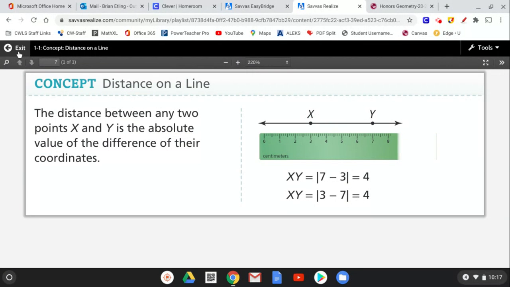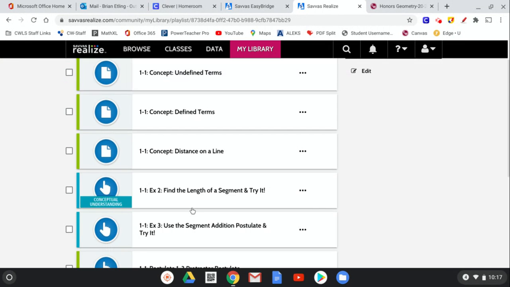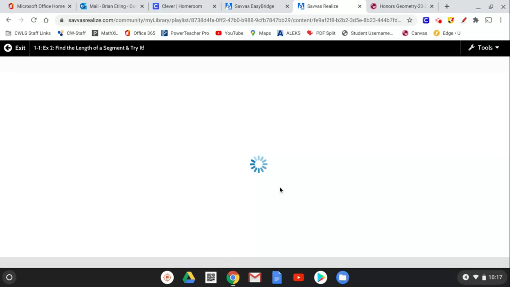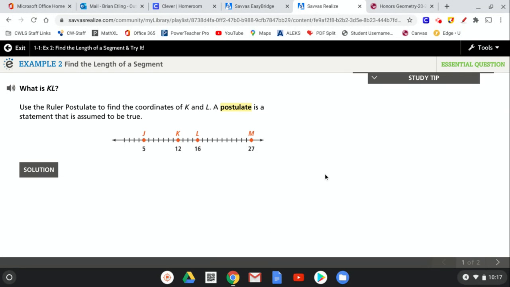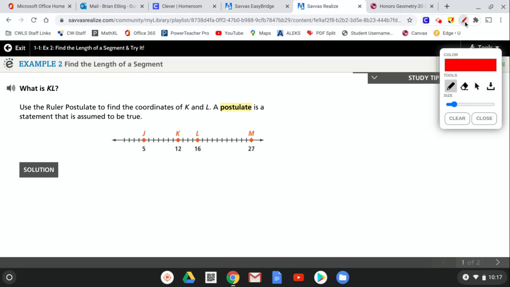And this is where I said it's going to be a little bit quicker. For this problem, I just want to take you through the example. They're asking us to use the ruler postulate. Ruler postulate, we're always going to give some name to it. A postulate is assumed to be true. So we have postulates and theorems. Just describing it in common sense terms, a postulate is something that is so simple that it's just known. It's just assumed to be true.